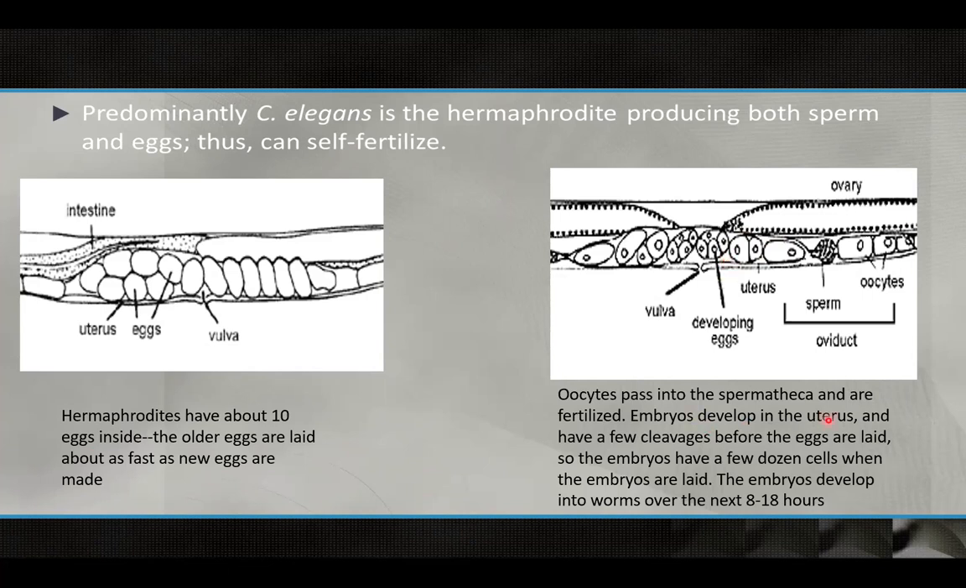The embryo develops in the uterus and has a few cleavages before the eggs are laid. So the embryo has a few dozen cells when the eggs are laid. The embryo develops into a worm in about the next 8 to 18 hours. Once fertilization has taken place, a few dozen cells have been produced, and now the embryo will be moved outside the vulva and laid in the external environment.